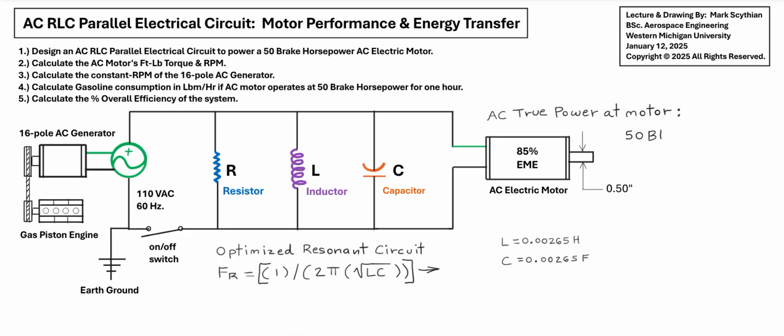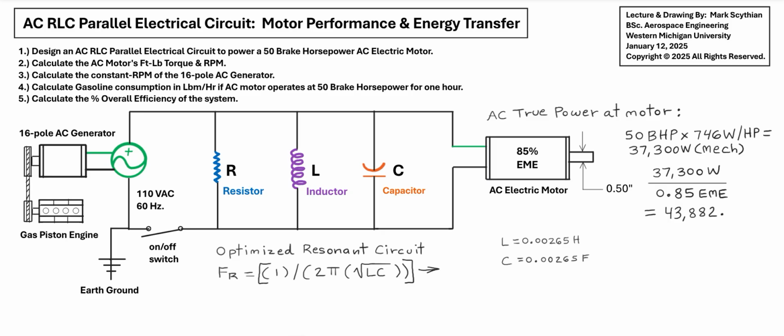Next, we calculate the AC electrical true power at the motor. We can start by first converting the 50 brake horsepower to its mechanical wattage, 37,300 watts mechanical power, then divided by the AC motor's electromotive efficiency of 85%. So we calculate an AC electrical true power input into the motor of 43,882.35 watts.